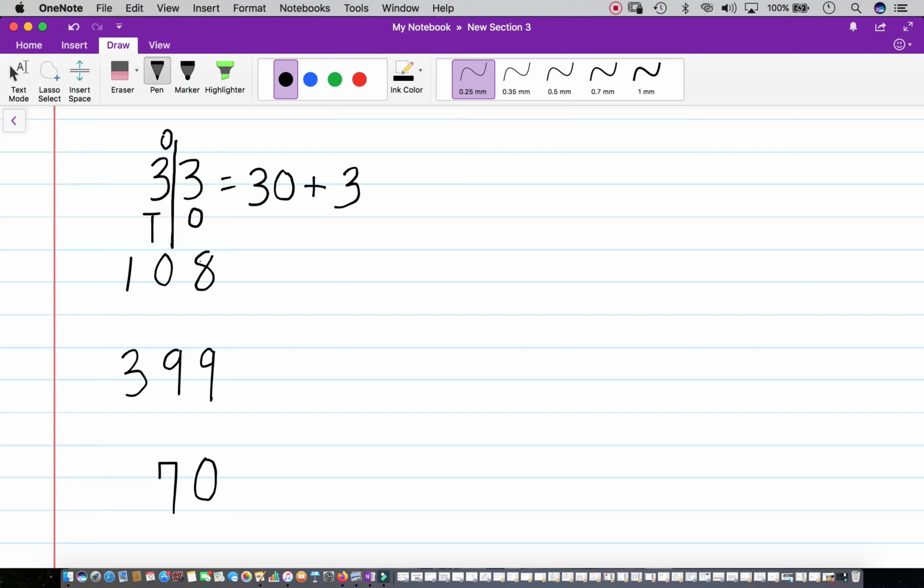Let's go to the next problem. Can you tell me what this number is? Okay, I have 108. So let's break it down. I have 1, 2, 3 digit place values. The 8 is in the good ones place. Put an O for 1. The 0 is in the good tens. And my 1 is in my good hundreds.